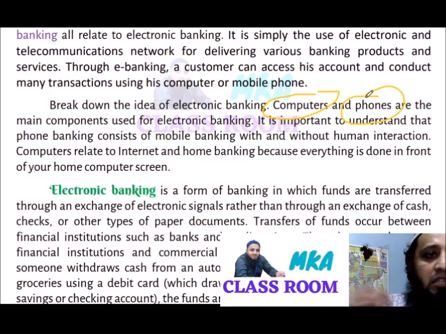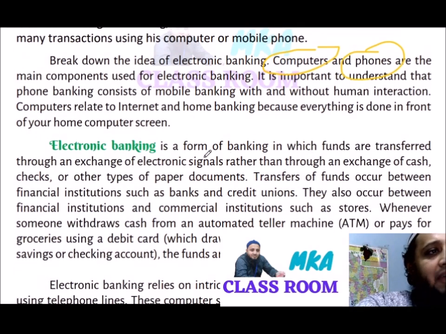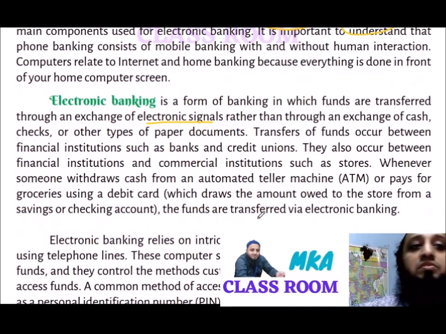In the language of books, electronic banking is a form of banking in which funds are transferred through an exchange of electronic signals rather than through an exchange of cash, checks, or other types of paper documents. Transfer of funds occurs between financial institutions such as banks and credit unions. They also work between financial institutions and commercial institutions such as stores. That means whenever you purchase, you can use electronic banking.